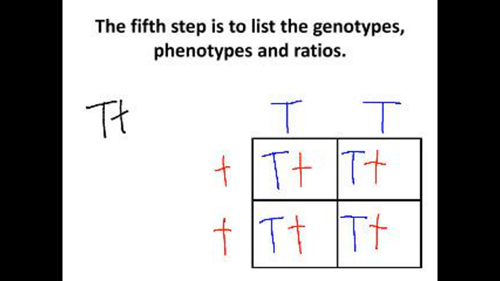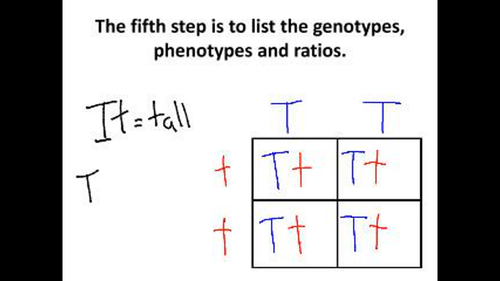Then, once you've listed every genotype, you determine what the phenotype would be. So if you remember that the capital T was the dominant, the capital T is dominant, and that is the allele that codes for tall, this plant will be tall. The last thing you need to do is figure out the ratio of genotypes and phenotypes.